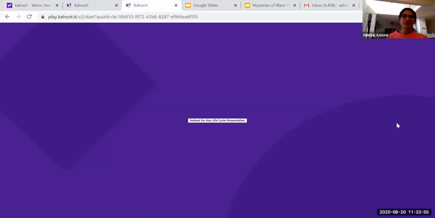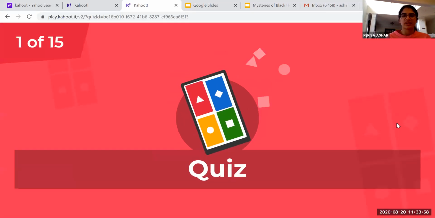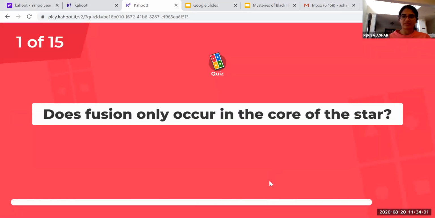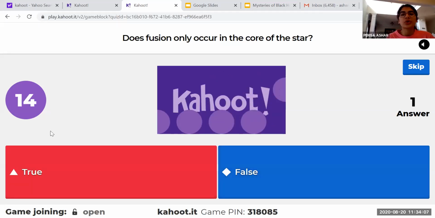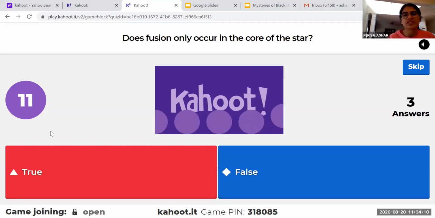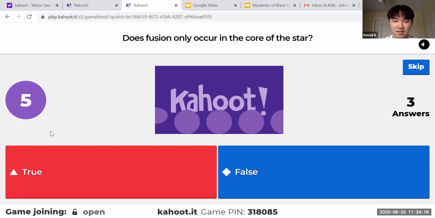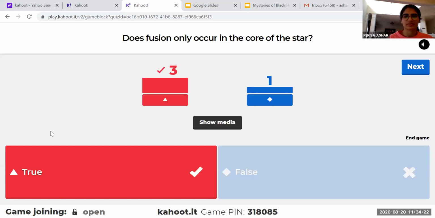Good luck, everyone. Kahoot for Star Life Cycle presentation. Does fusion only occur in the core of a star? Triangle, true, or diamond, false? And this Kahoot is a little tricky. I went for small snippets within the slide presentation, so that's why. Yes, good job. The majority of you got this right. Fusion only occurs at the core of the star. And what do we remember? It's called nuclear fusion, where hydrogen atoms ultimately become helium. So good job, everyone.